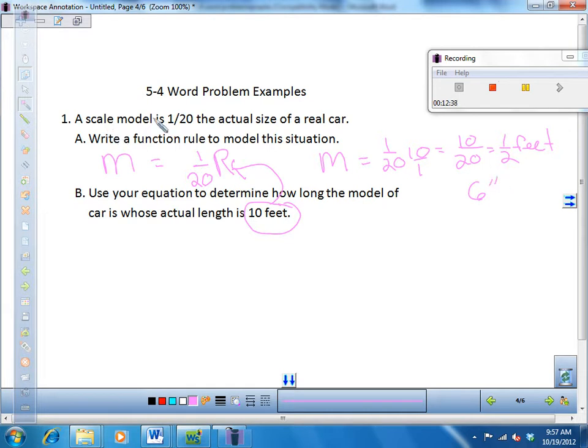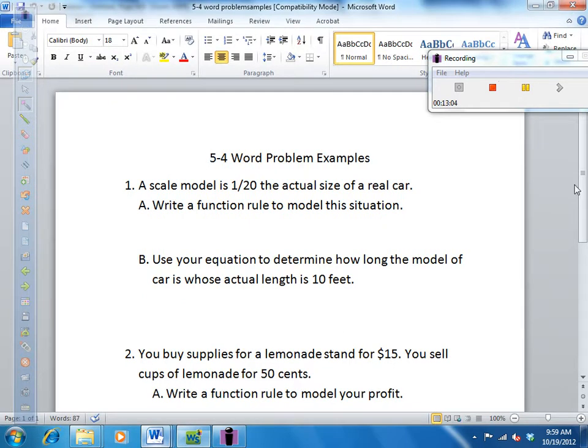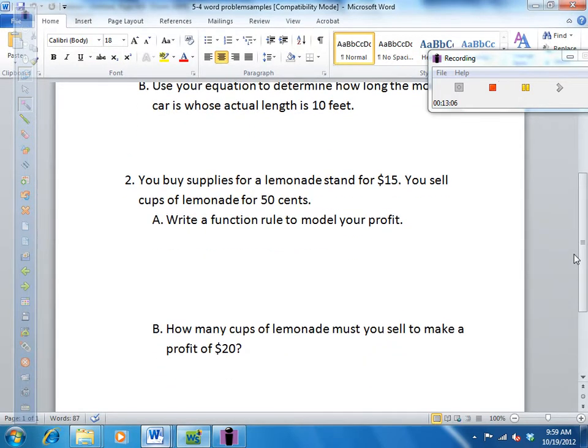Okay? So a scale model is 1/20th the actual size of the real car. So if the real car was 20 feet, the model would be 6 inches. You've seen that if you build models. Or on a map, it'll say actual scale is 1/100th of it, or something like that. Okay, that's how you do scaling. All right, let's look at one more.